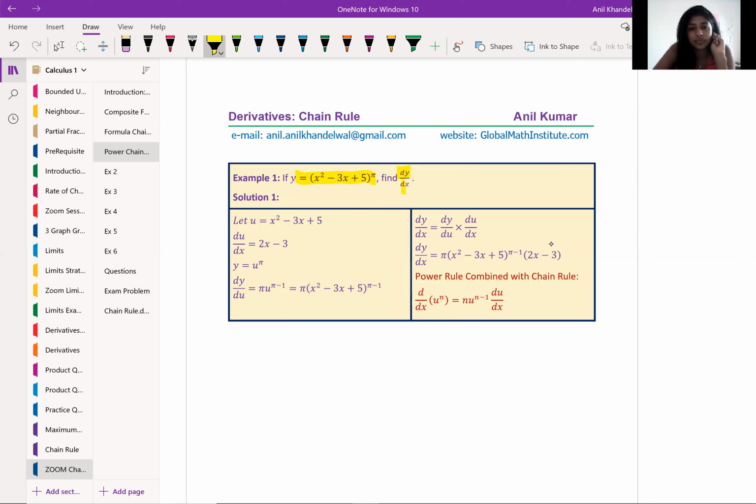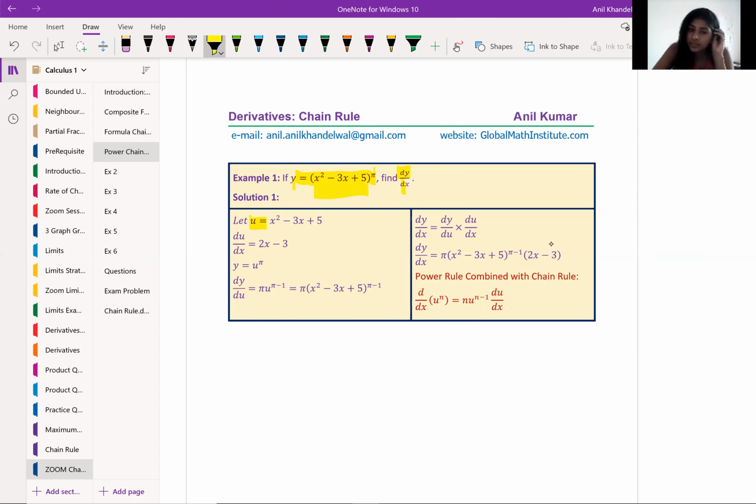So what can you do? You can apply the power rule, so it becomes pi times the whole thing. That is the first part, times the derivative of the inside, which is x squared minus 3x plus 5. And you get your result. Is that clear to you? So these are the steps to follow.